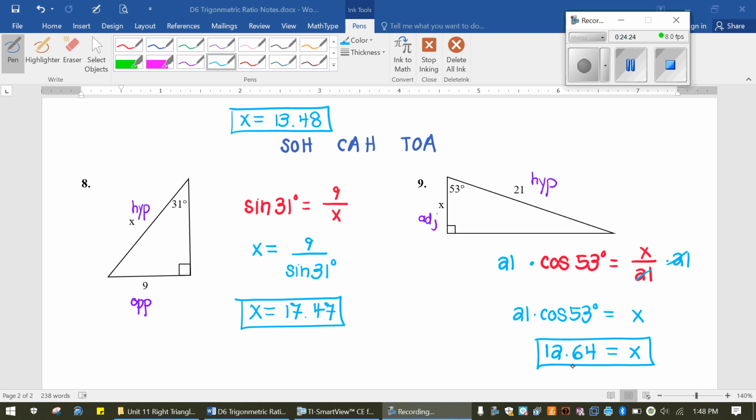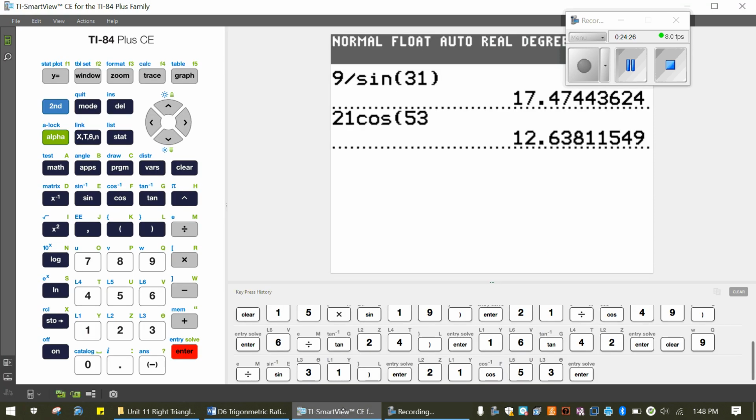Let me move to the calculator so you can see each one of those. For number 8, the 9 divided by the sine of 31, we did not have to round that decimal, 0.47, because our third decimal place was a 4. But for number 9, we had 0.638, which brought that up to 0.64.